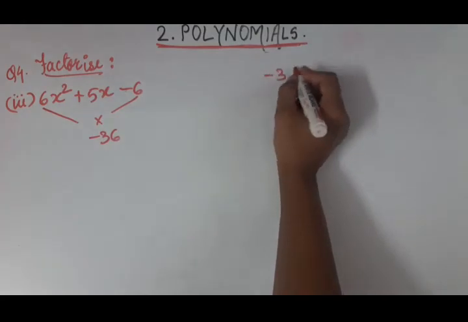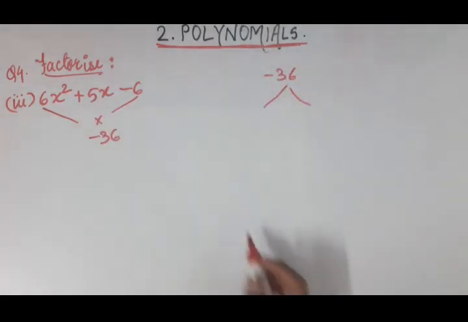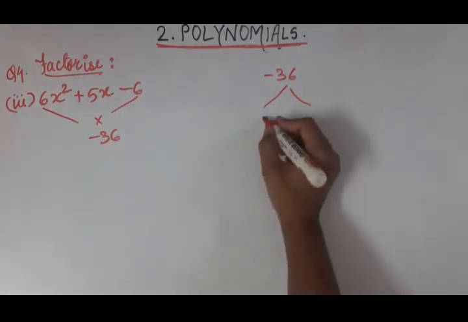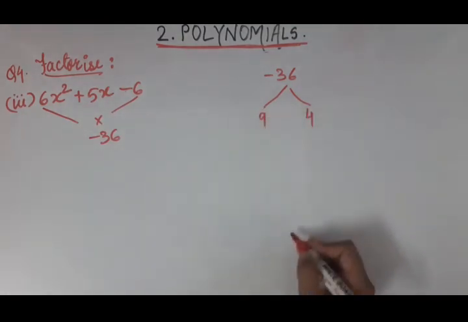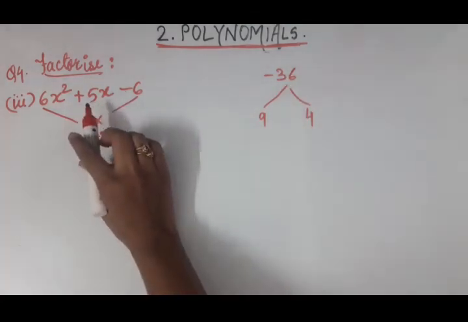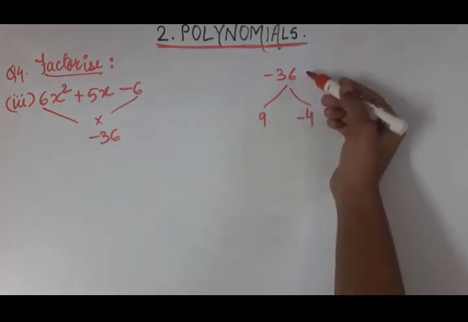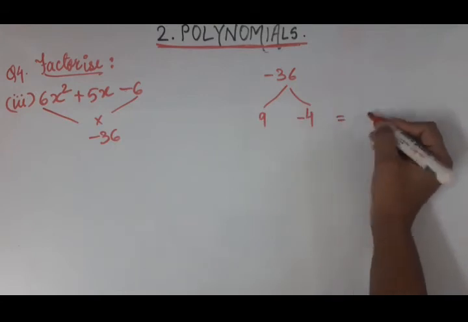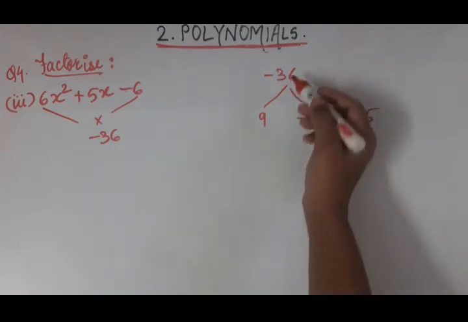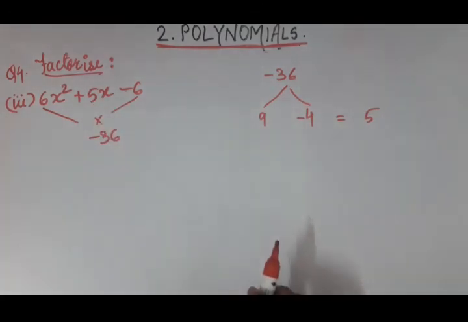Now find factors of minus 36 whose sum is 5. 9 fours are 36, but we want minus 36 and sum as plus 5. Okay, so 9 into minus 4, I'll get minus 36. 9 minus 4, I'll get plus 5. So the product I'll get minus 36 and sum also I'll get plus 5. Clear? So these are our two factors.